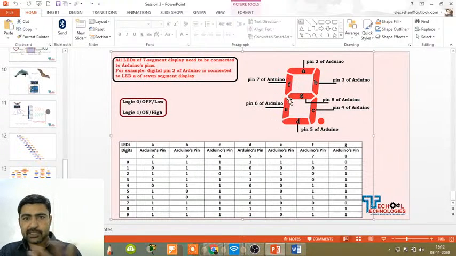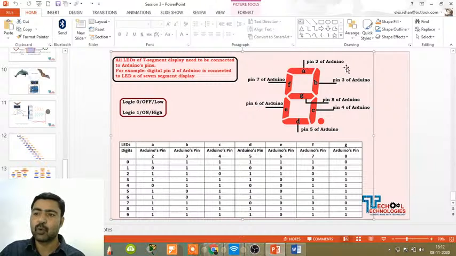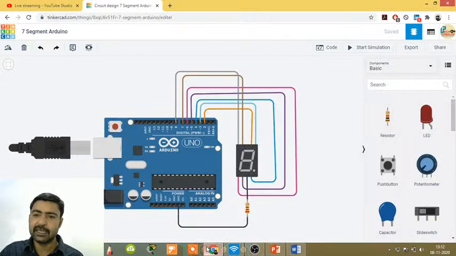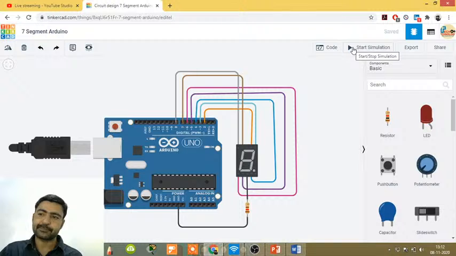To make this project, we have used pin numbers 2, 3, 4, 5, 6, 7 and 8 to connect these LEDs to Arduino. So moving to the project, pins 2 through 8 are digital output pins. They will be sending 0 or 1 based on the condition. Let's see this simulation here.